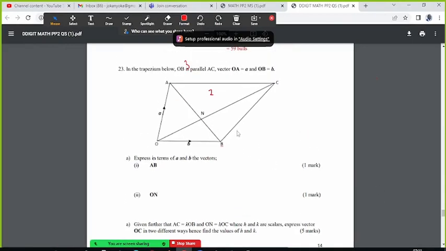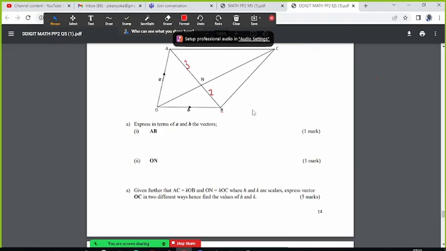A question on vectors. It was our question 23. Now we have done this correction. The first question is, express in terms of A and B the vector AB. This one looks obvious.